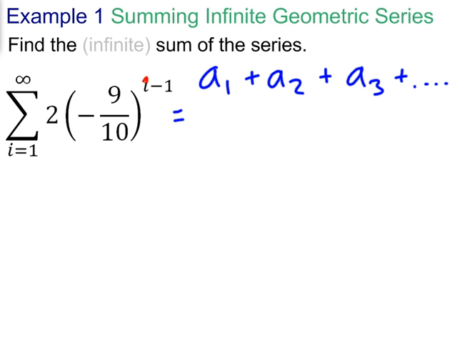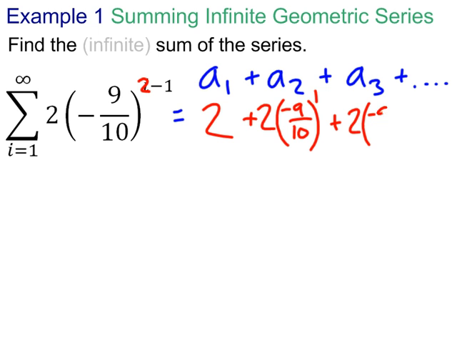And if I plug a 1 in there, I get 2 times negative 9/10 to the 0 power, or just 2. Notice that when you plug in a 2 for the second term, 2 times negative 9/10, that will give me negative 9/5. So I could think of this as 2 minus 9/5. Sometimes I prefer just to write this out the long way, just so I could see the pattern a little more clearly. And the third term is 2 times negative 9/10 squared, and so on.